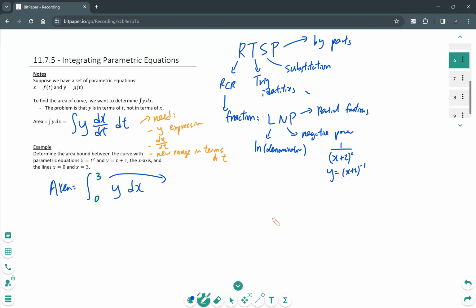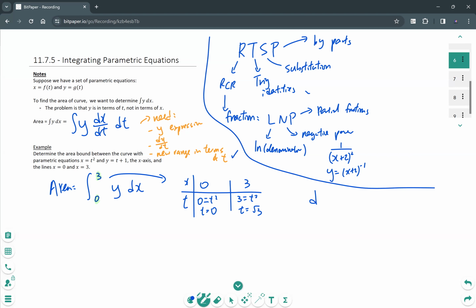To change, we're going to do a little table of values, with x on top and t below. When x is 0, 0 equals t squared, so t equals 0. When x equals 3, 3 equals t squared, so t equals square root 3. Now, what about plus and minus? In here, it's just positive. So we've got the new range. What we need next is dx by dt, so we're going to do dx by dt.